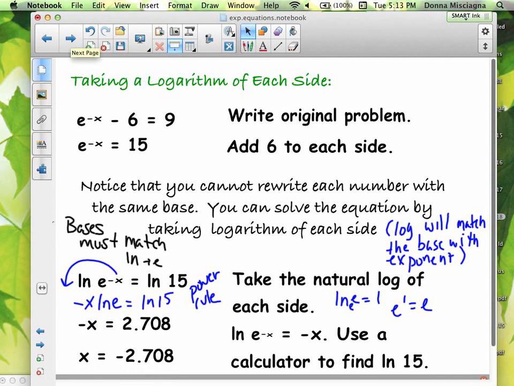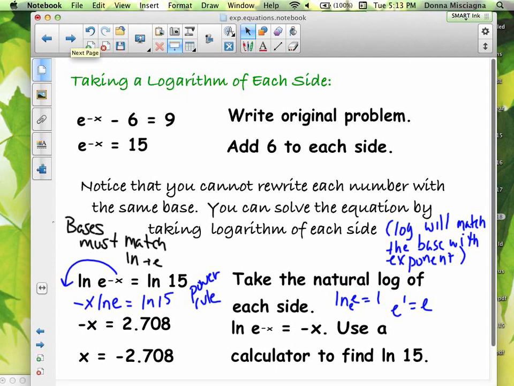You're going to have to use a calculator to get natural log of 15. Natural log of 15 is 2.708 to the third decimal place. And we were solving for x, so we're just going to have to divide both sides by negative 1. And then we have our answer. And that's all there is to these. When we can't rewrite them, we're going to use logarithms and properties of logarithms to help us out.